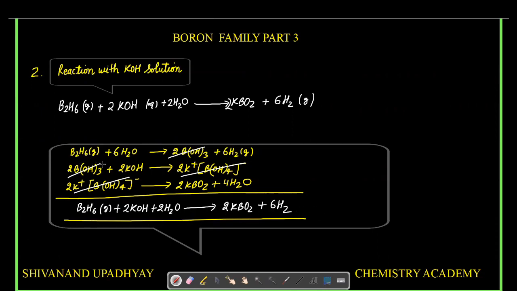So you can see here that 2 molecules of boric acid will cancel out. The salt molecules will cancel out. So finally, B2H6 is reacting with 6 molecules of water to form 2 molecules of KBO2, and the 4 water molecules and 6 water molecules on the left hand side combine, and there is formation of 6 molecules of hydrogen.